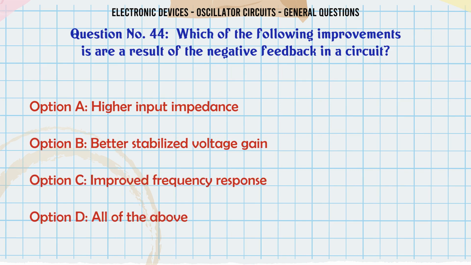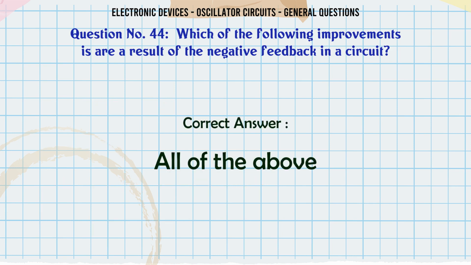Which of the following improvements are a result of the negative feedback in a circuit? A. Higher input impedance. B. Better stabilized voltage gain. C. Improved frequency response. D. All of the above. The correct answer is all of the above.